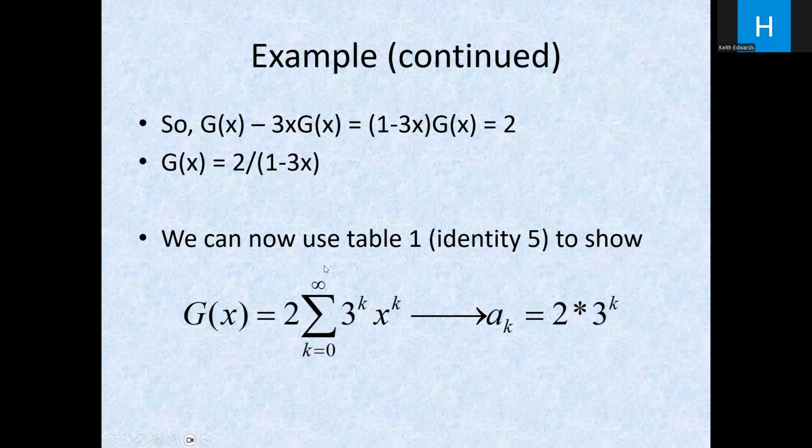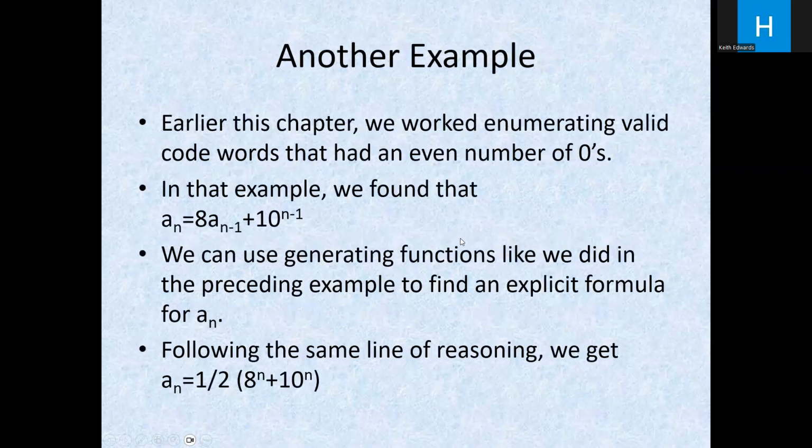Then we can use table 1 identity 5 to show that that is the correct generating function, where we have the 2 as a constant coefficient, and then 3 to the k times x to the k, which would generate the series of 3 raised to the k.